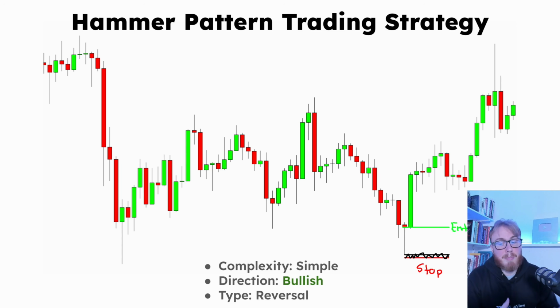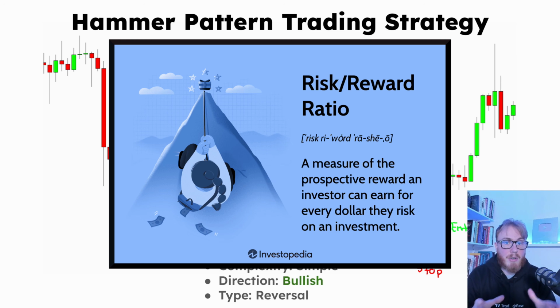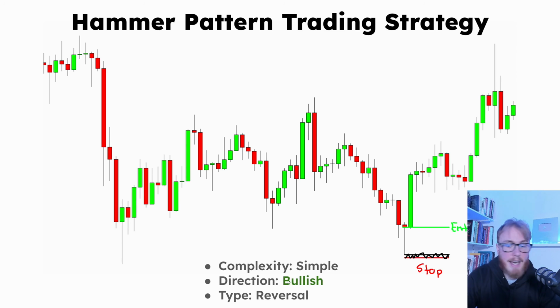Another much more simple method to find your target level is to use a fixed risk to reward ratio. In simple terms, the risk to reward ratio is when you measure the length between your entry and your stop. So for example, a 1-to-1 risk to reward is when we have the target as far from the entry as our stop loss. So this right here is a 1-to-1 risk to reward.